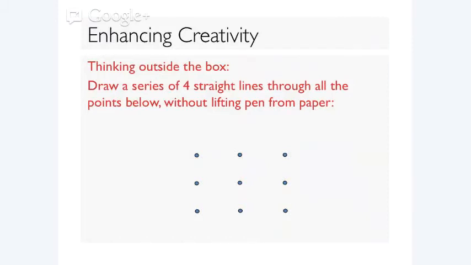All right. Many people have probably seen this. There are many of these kinds of puzzles, right? Your goal here is to draw a series of 4 straight lines through all the points below without lifting the pen from the paper. Who hasn't seen this particular puzzle? Okay, I'll give you a couple of seconds to think about it. How are you going to draw 4 straight lines without lifting the pen from the paper so it goes through every single point? Here's a solution that works.